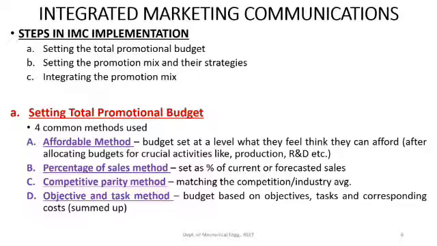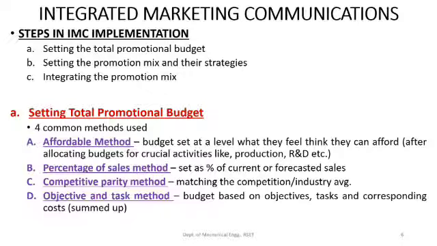So the very first step in IMC implementation, as I told you, is setting the total promotion budget or marketing communication budget. Now, this is one of the most crucial steps because it's the budget that determines what kinds of activities can be performed by marketing communication. So what tools can be employed by the marketing communication to effect communication or effect transfer of message to the consumers. So there are four common methods that are used for setting the total promotional budget.